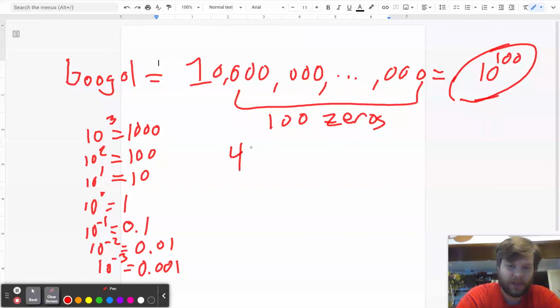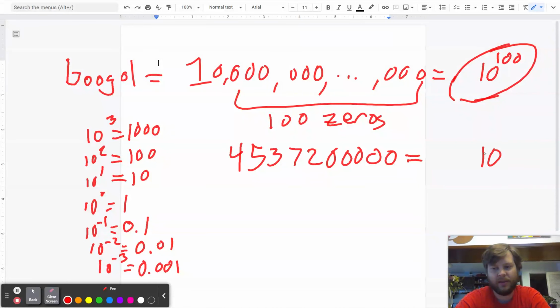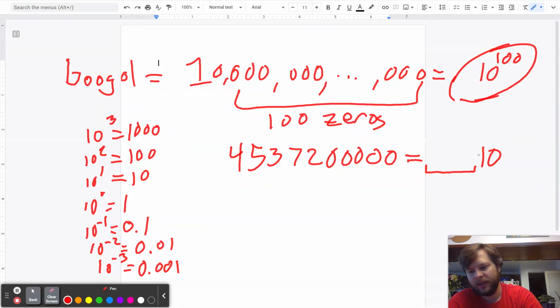Let's say I have a big number like 453720000, and I want to express this in scientific notation. The way we express this in scientific notation is we try to write a power of 10, and then in front of the power of 10, we try to write a number that's in between 1 and 10. We don't go bigger than 10, because then we could just bump the power up 1. And we don't go smaller than 1, because we could just bump the power down by 1. So what I'm going to do is I'm going to take the decimal where it was. The decimal was right there, because I was pretending it was a whole number.